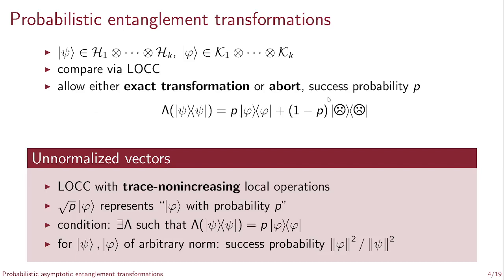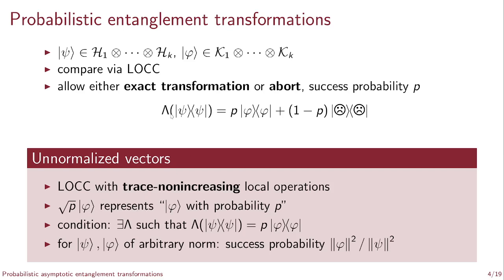And the best thing to do in this case is to actually remove this second part from the description completely, and we can do this by allowing LOCC channels to be trace non-increasing. So the local channels in the definition of LOCC will be replaced by completely positive trace non-increasing maps, and classical communication stays the same. So in this picture, square root of p times the vector phi corresponds to phi with probability p, so to say.